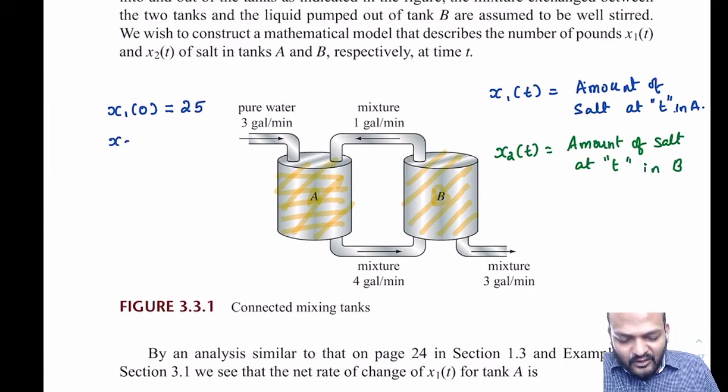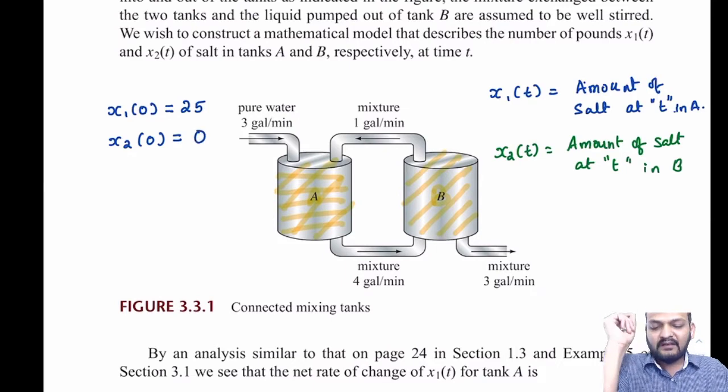What is the x2 of 0? Can someone say that? Remember, this is going to be on YouTube. Keep that in mind. What is x2 of 0? And 0. Very good. Thank you. All right. So we have x1 of 0 is 25, x2 of 0 is equal to 0. So we have this now, right?